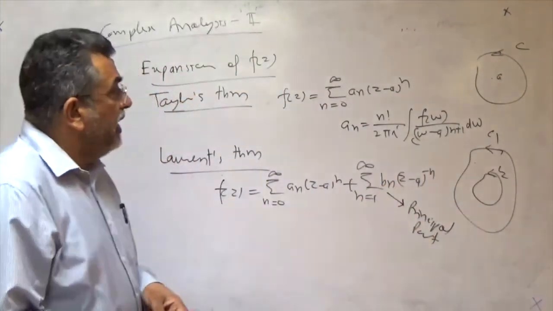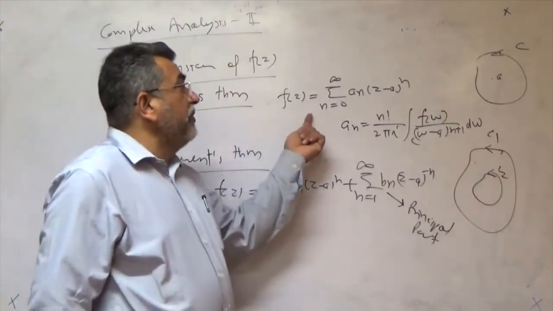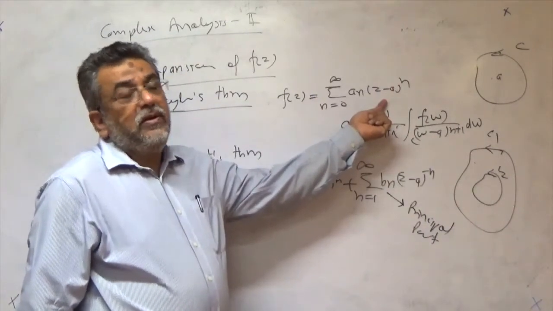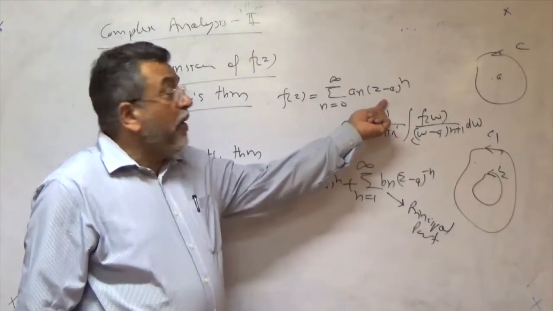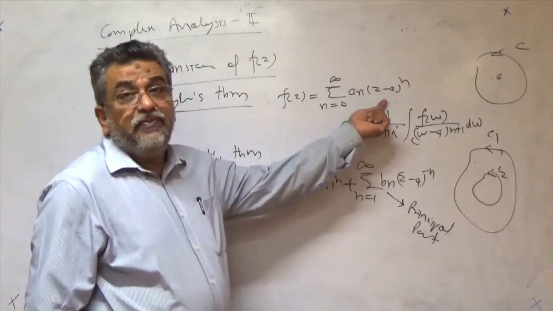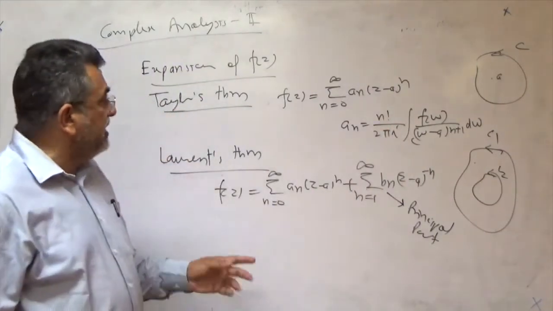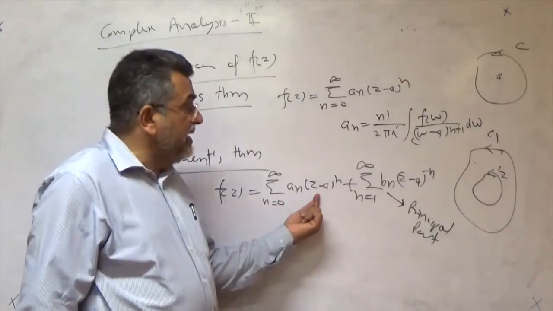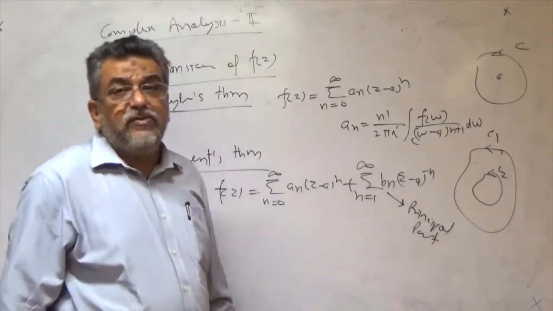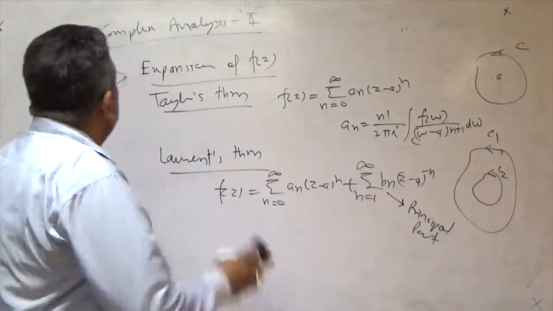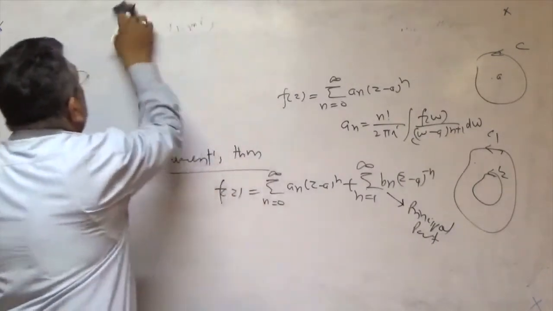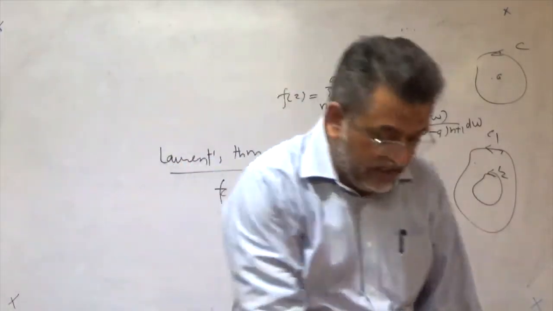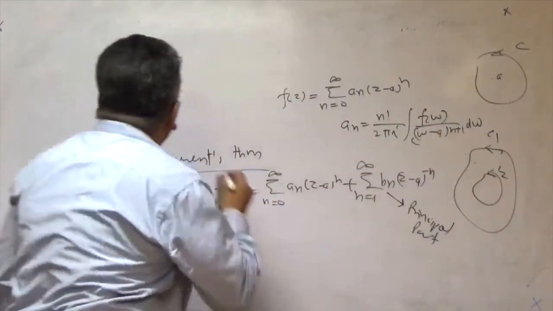Now, today, first of all, I will take up a numerical example based on Taylor's theorem and Laurent's theorem. In Taylor's theorem, the series contains only positive powers of z minus a, because a is a point about which you have to expand the given function in both cases. But in a Laurent series, you have the positive powers of z minus a as well as negative powers of z minus a. So here I will take a numerical example of how you can expand a given function in the form of a Taylor series and Laurent series.